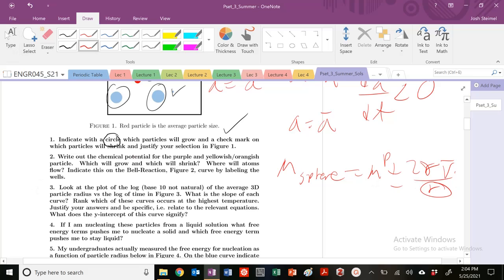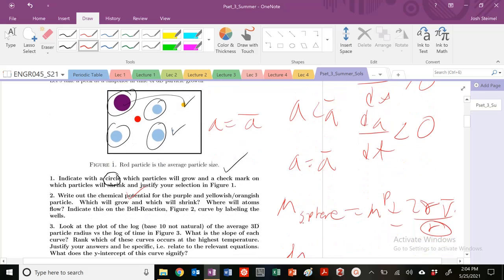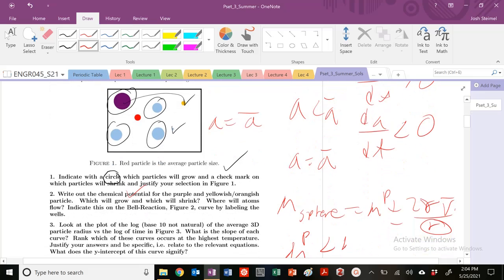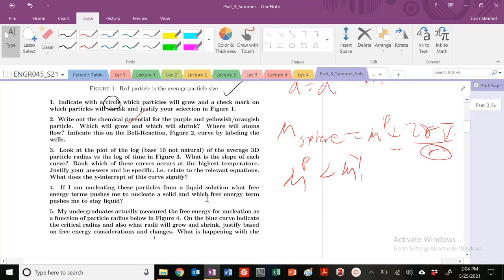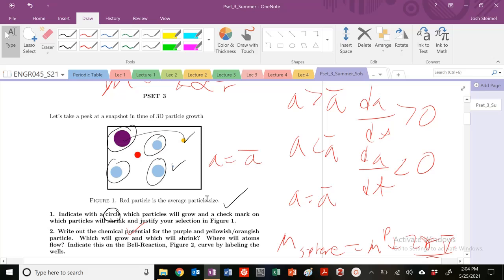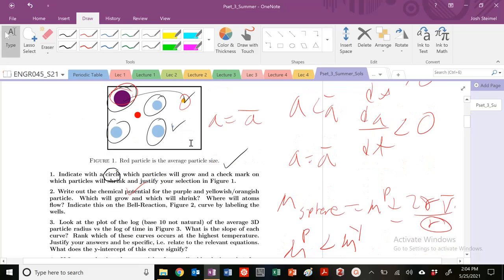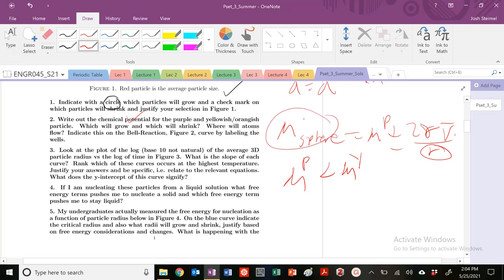So we've written out the chemical potential. We know that the chemical potential of my purple is going to be less than that of the yellow-orange one. Which one will grow, and which will shrink? We already discussed that. This one is going to grow relative to this little one right here. How do we know that? Because we had this gradient in chemical potential, and the atom flux goes from high to low. So the atoms are going to flow from yellow to here, from high chemical potential to low chemical potential.